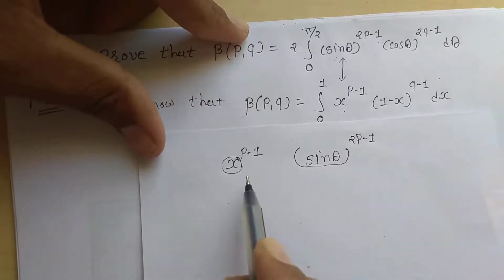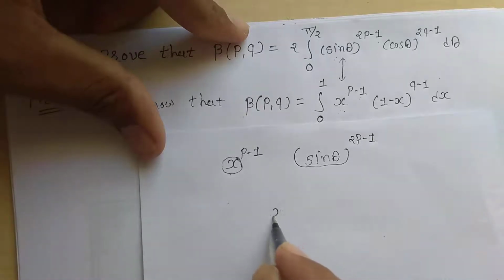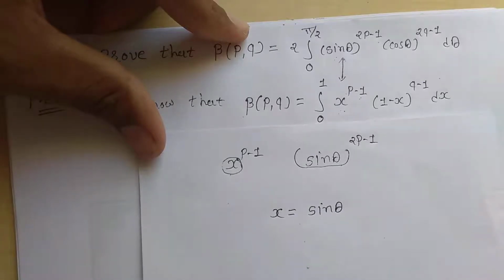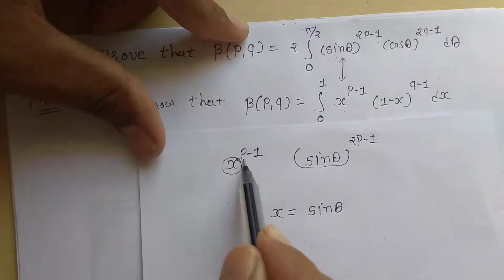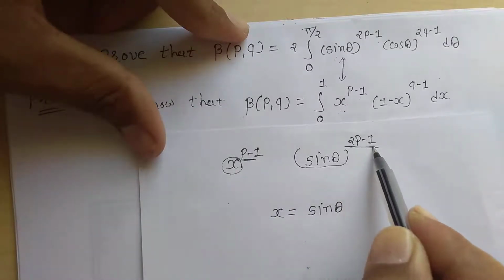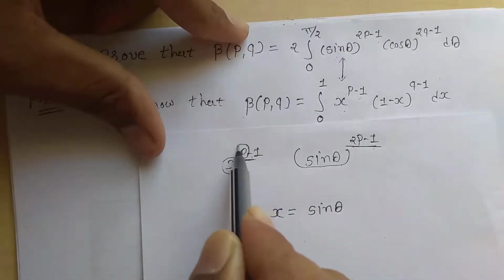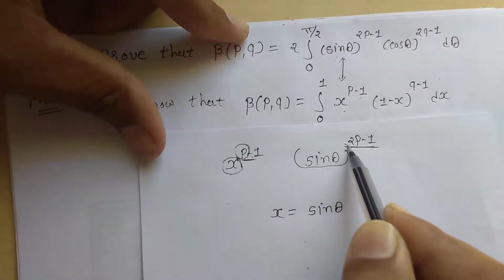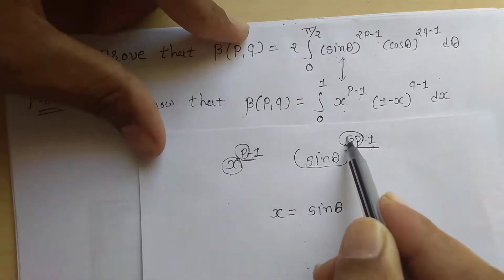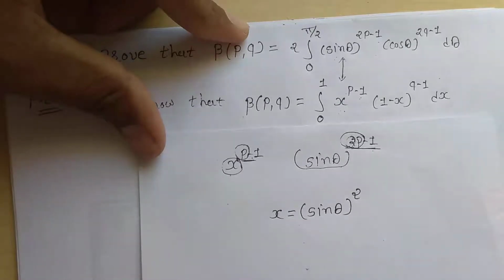That means in place of x, we need sin. So suppose we can take x equal to sin theta. Now for the power: here the power is p minus 1 and here the power is 2p minus 1. Here minus 1, here minus 1, no problem. Here the power is p, but we need 2p. So I take only 2. That means x equal to sin theta square.